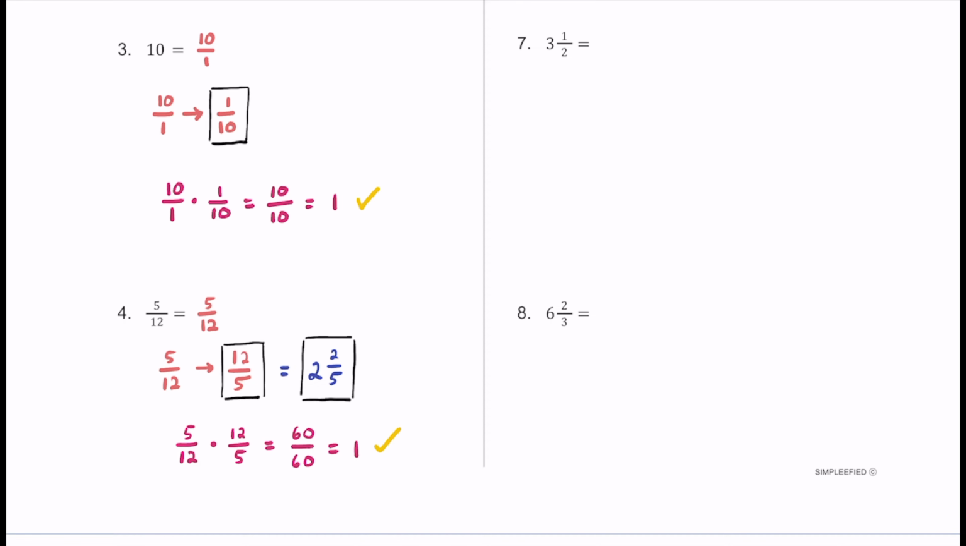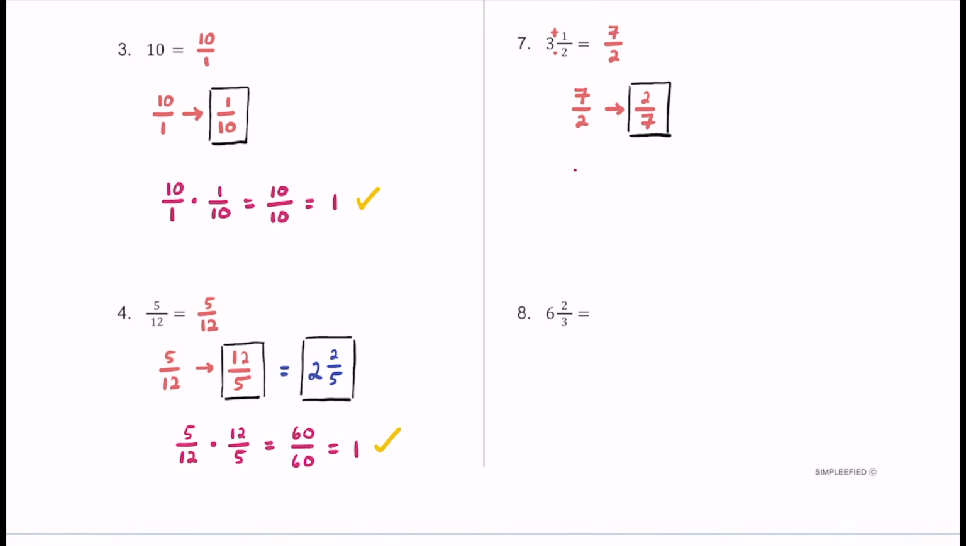For 7 and 8, number 7, it looks like we have another mixed number, so we have to do 3 times 2, which is going to be 6, plus the 1 on top is going to be 7, so 3 and 1/2 is the same thing as 7 over 2. Now this is what we can use to find the reciprocal, so take the 7 over 2, flip it upside down, that's going to be 2 over 7, and I think that's it. That would be the reciprocal. Because it's a proper fraction, we can't go any further.